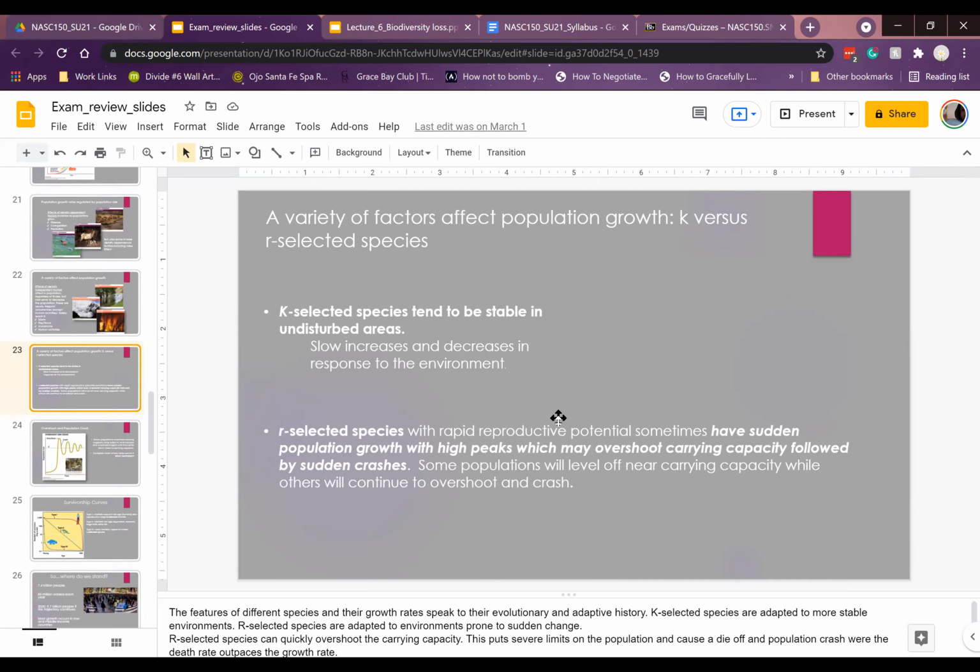And again, what really differentiates them is just how fast they grow. R-selected is fast, K-selected is slow. It's really the easiest way to remember that. The elephant versus the mouse, right? That's the way I've remembered that for 10 years, and I think it's a pretty good way of remembering that.